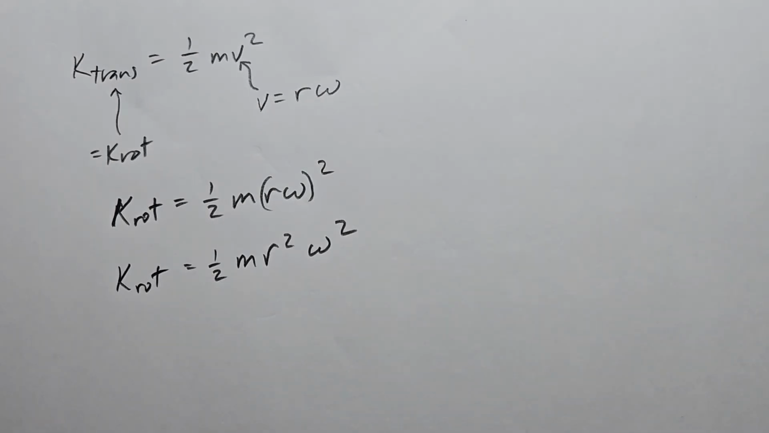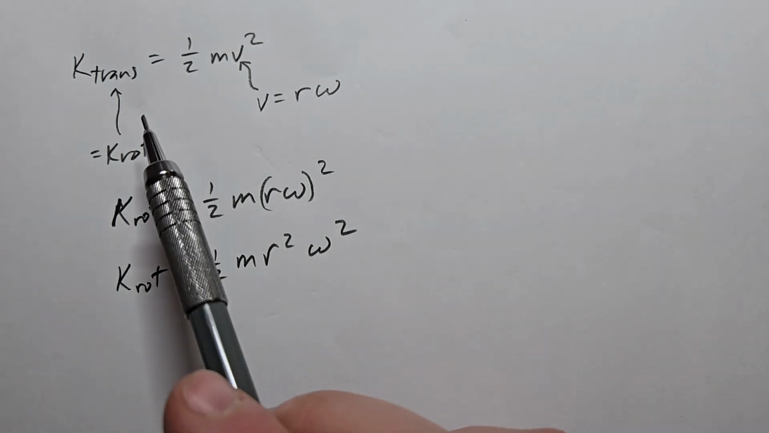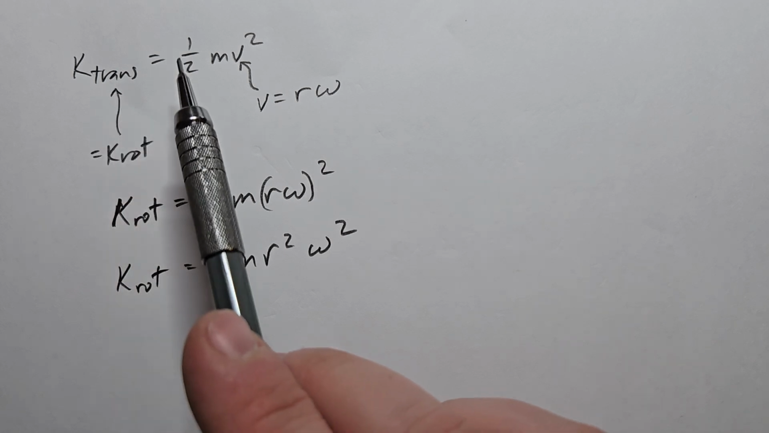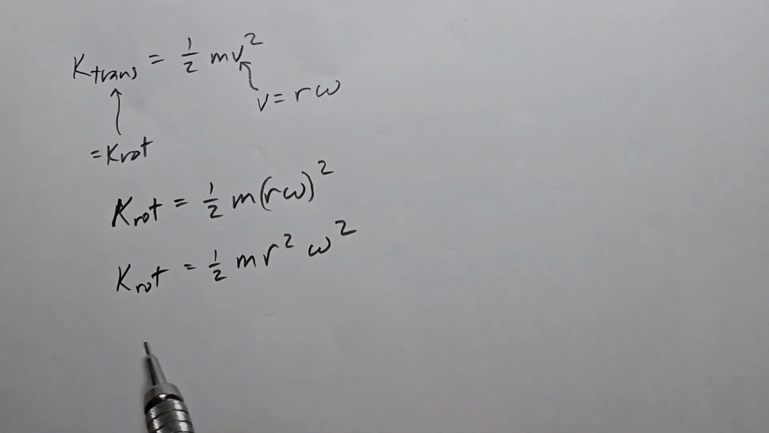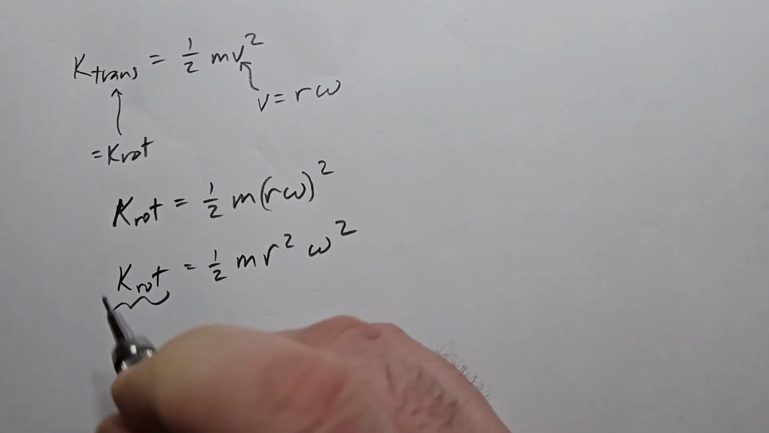Now, we know that our rotational and our linear equations follow the same form. So we notice with linear stuff, kinetic energy is 1/2 mv squared. And here, we just have the rotational version of kinetic energy.